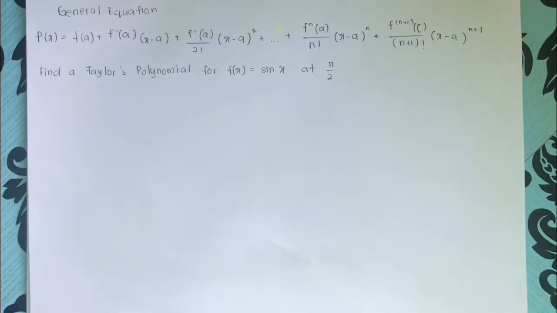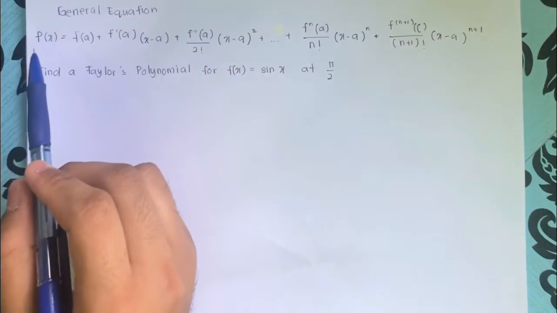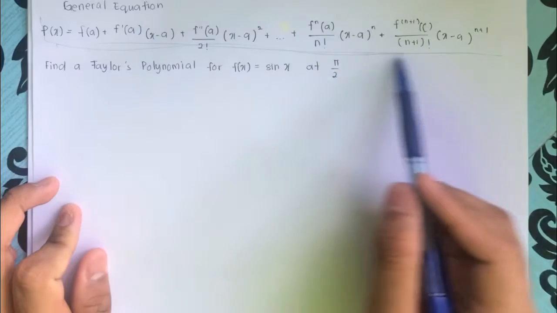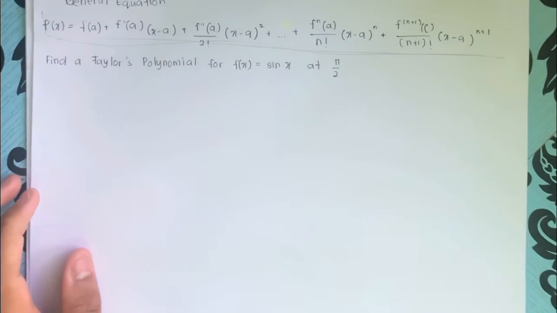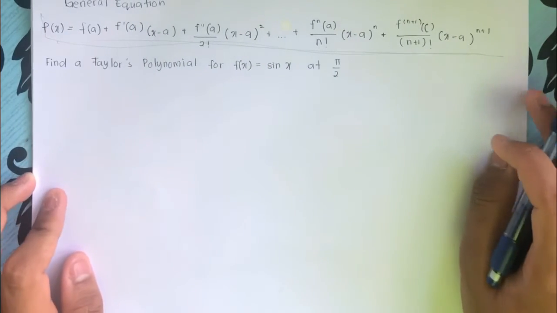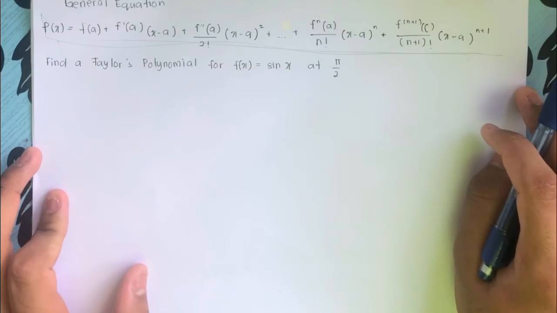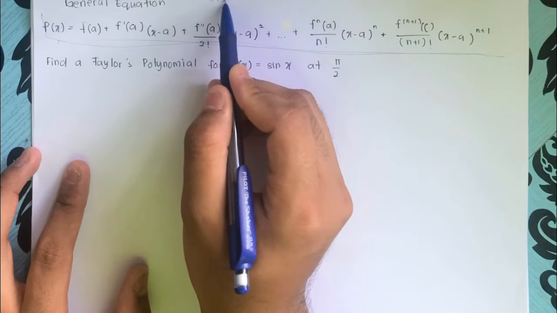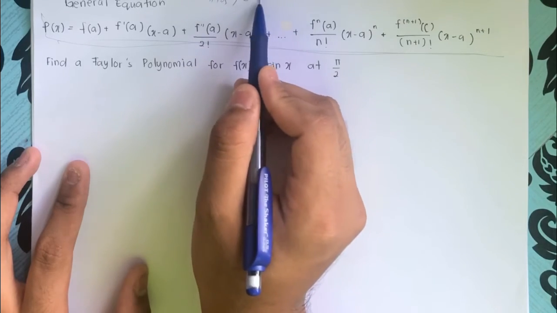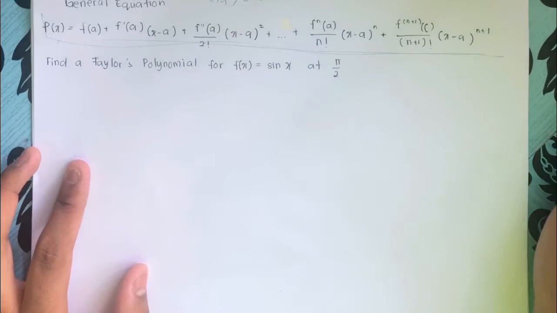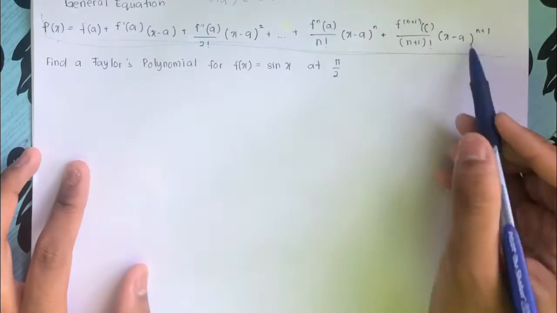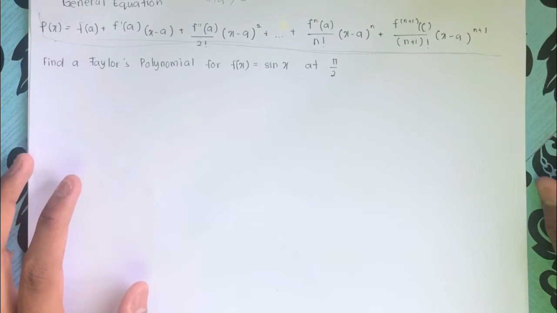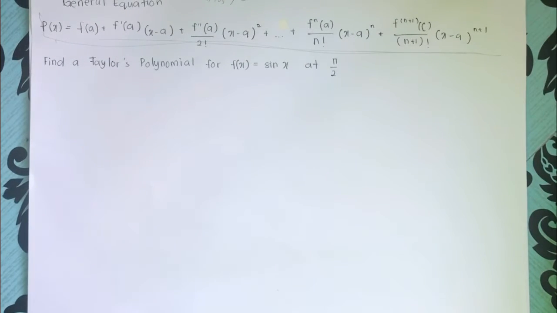Okay, first of all, this is the general equation for the Taylor polynomial and also for the Maclaurin series. But for Maclaurin, we know that x, or a, or c, is equal to 0, which means all these a's will turn to 0. Okay, let's forget about that first. Now we move to the Taylor polynomial.